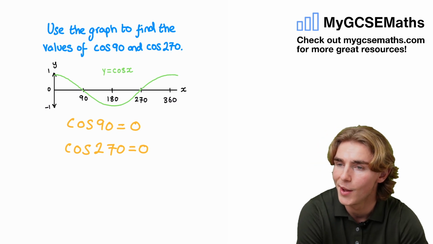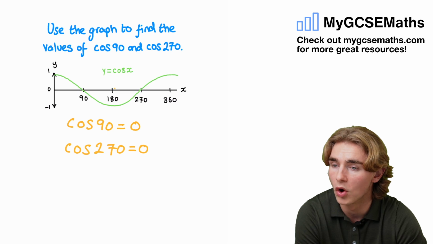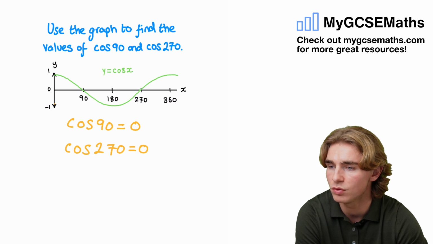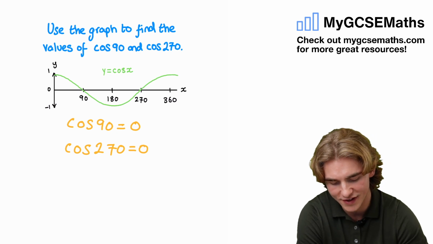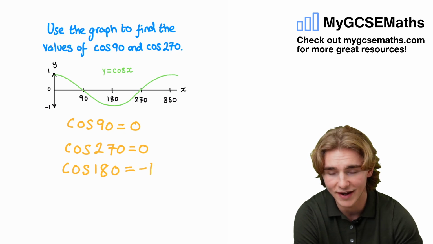Now, just to make this clear, what about, guys, the value of cos 180? We go over to 180 in the x direction. We go down to our graph and we read across to the y-axis. We can see that this would be lining up with -1. So we could say that cos of 180 would be equal to -1.